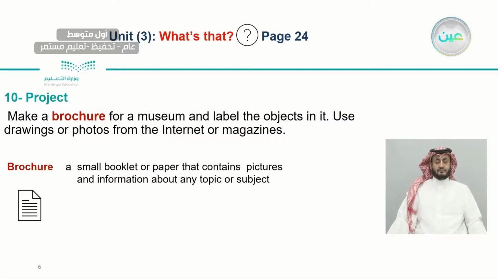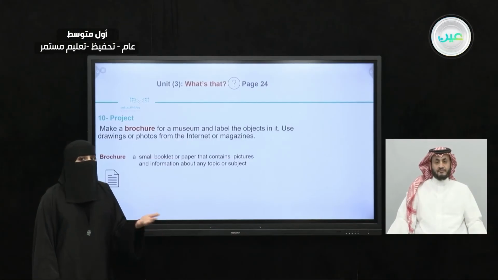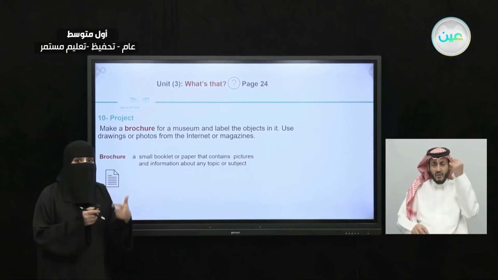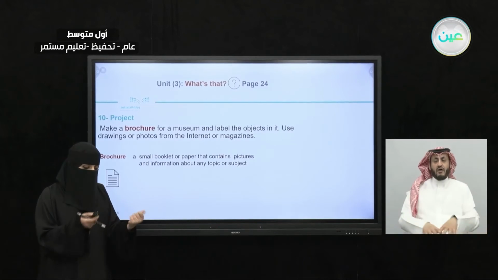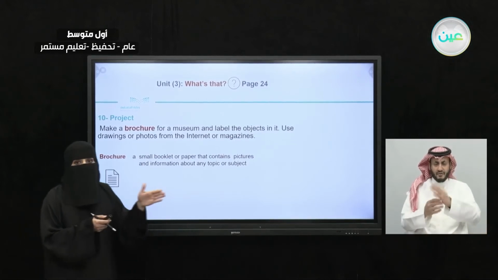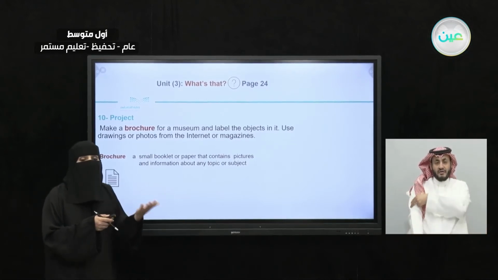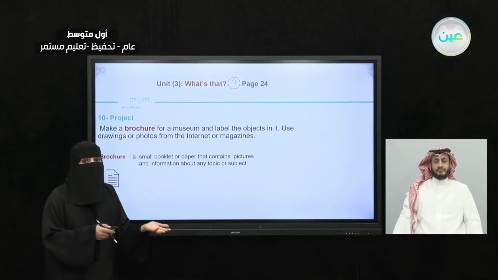You help them to know about the place, the museum, let's say. You help them to know about it. It's like a virtual tour. And your visitors will open the brochure and this will guide them. So it's like a museum guide, okay?